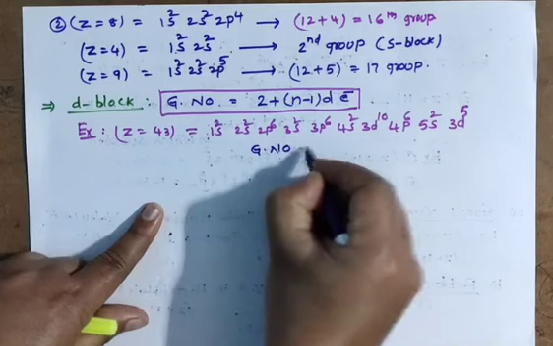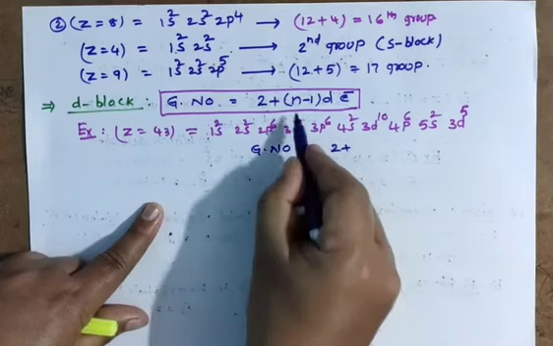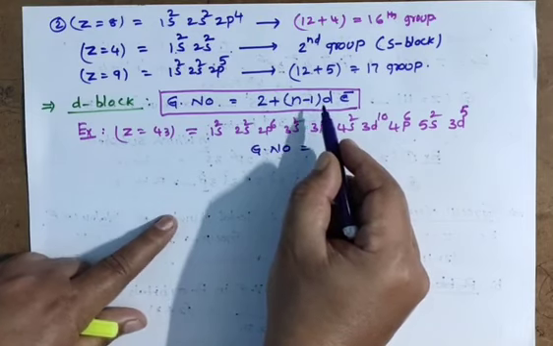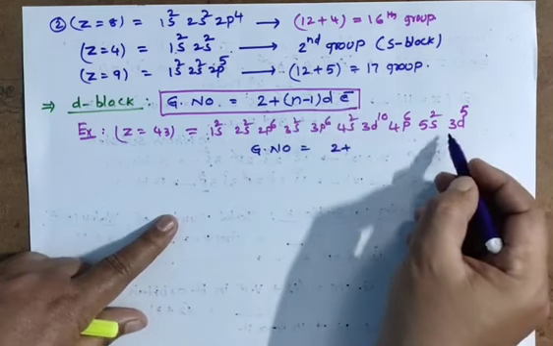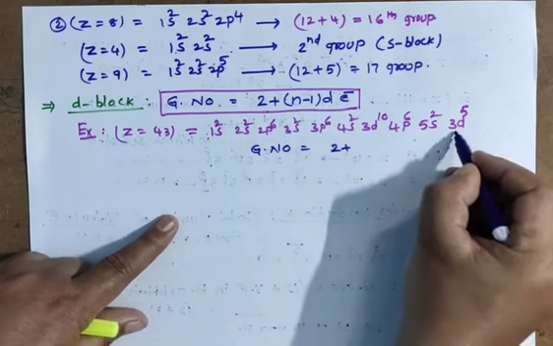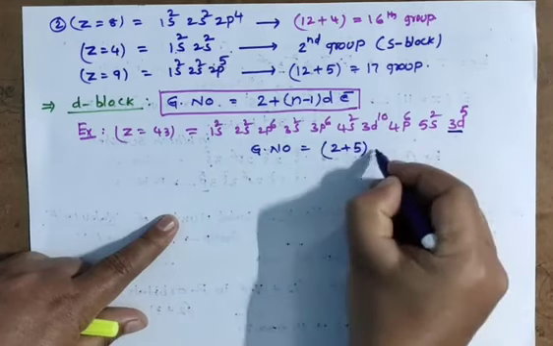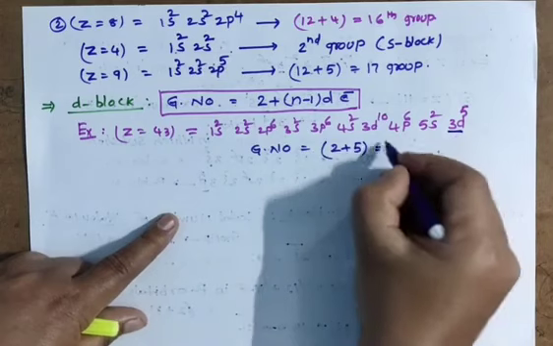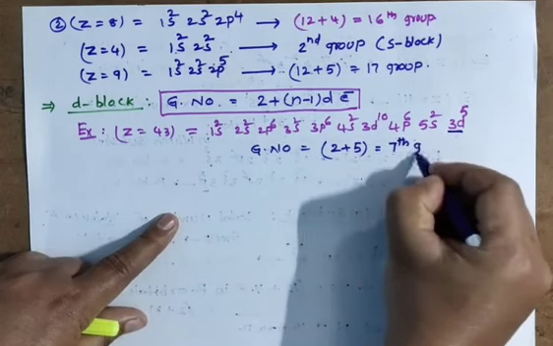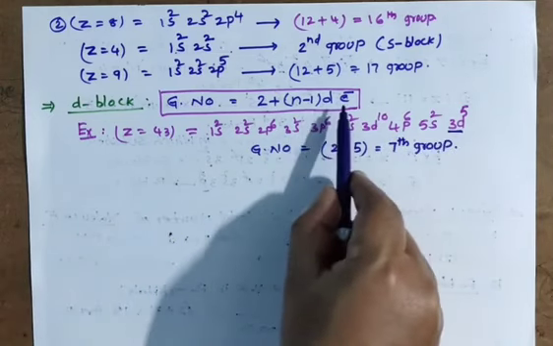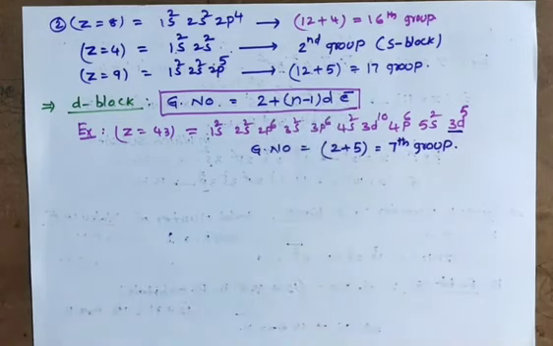Group number equal to 2 plus (n minus 1) D. How many (n minus 1) D? See, D electron, simply D electron. How many electrons are there? 5. D electrons nothing but 5. So 7th group. 43 is 7th group. Simply you can remember 2 plus d electrons. Clear? Like this you can go for that.